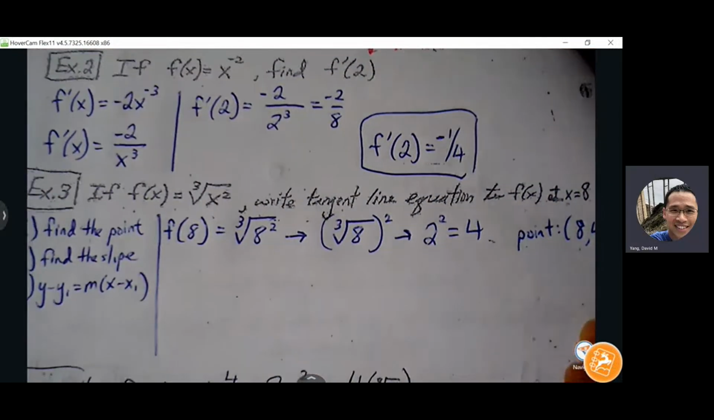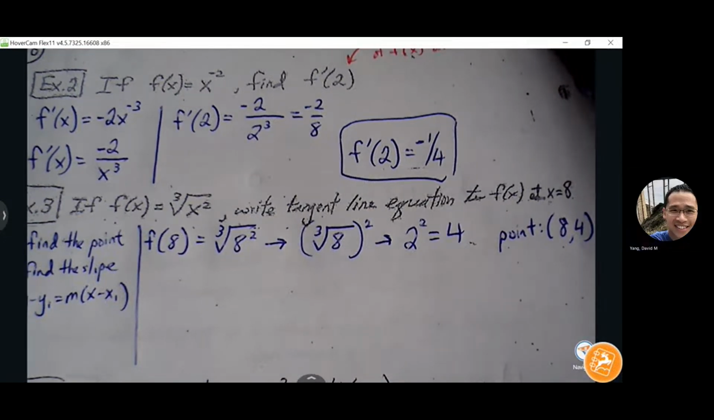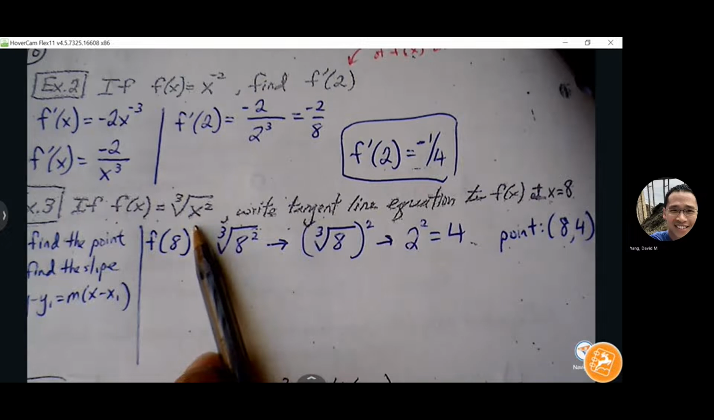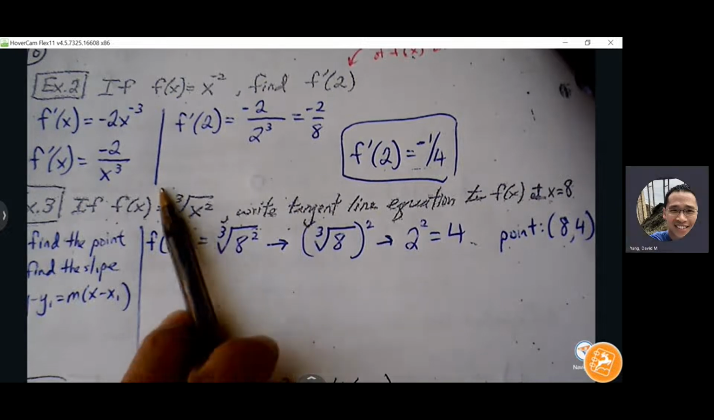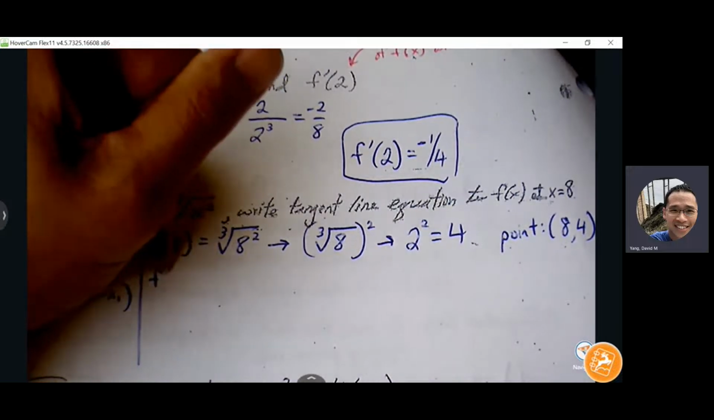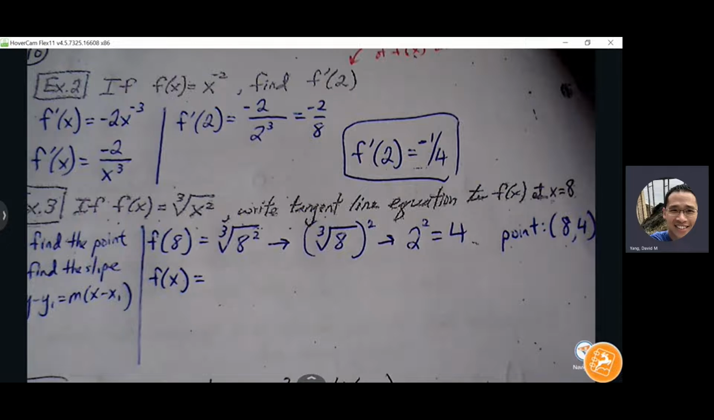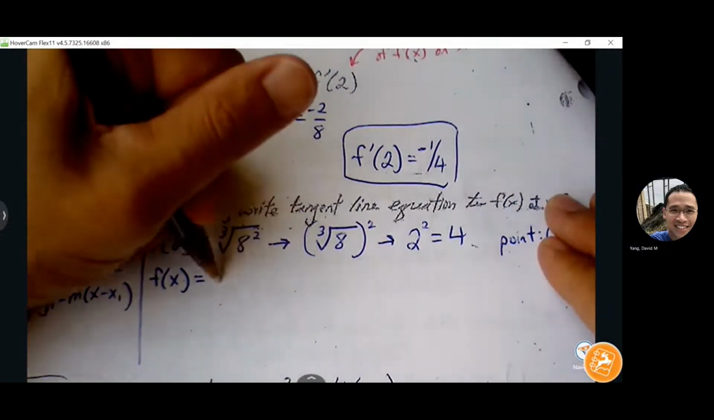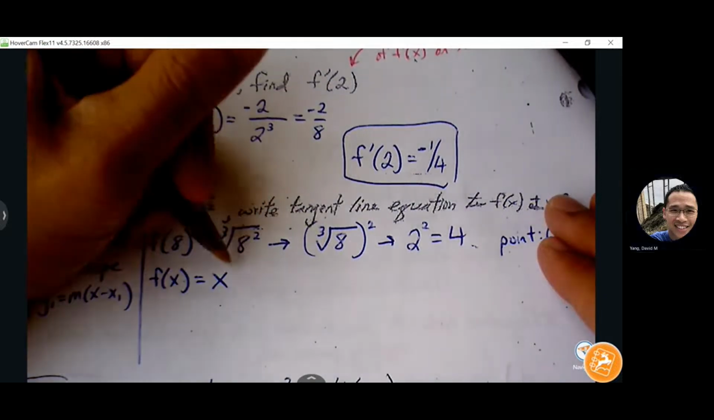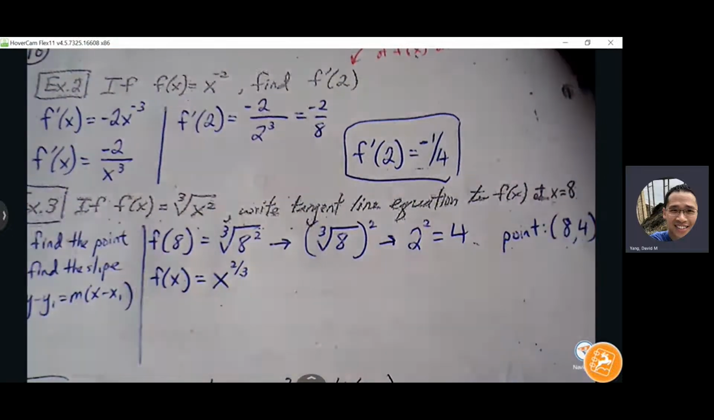The next step, I need to find the slope, but to find the slope, I have to first find the derivative, right? I gotta go through the power rule. So let's do some cleanup here. F of x equals cube root of x squared. What's the rewrite of that term? X to the 2/3. Yeah.